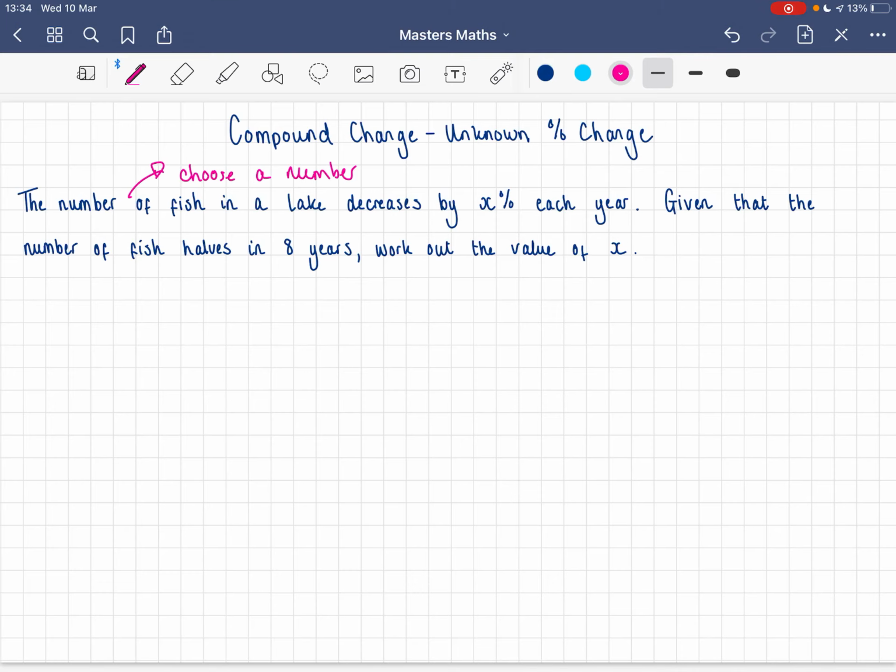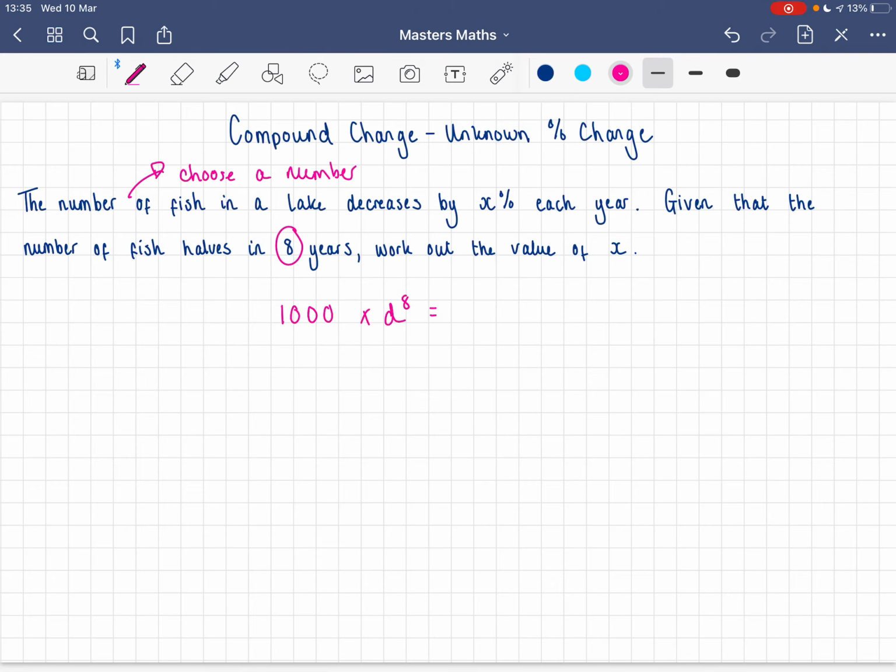Okay, so to answer this, I'm going to pretend or imagine or assume, which is a more mathematical word, that there are 1,000 fish because 1,000 is a nice number to work with. So if there were 1,000 fish to start with, then I times it by my decimal multiplier, which is what I need to work out, and I put that to the power of 8 because it's 8 years.